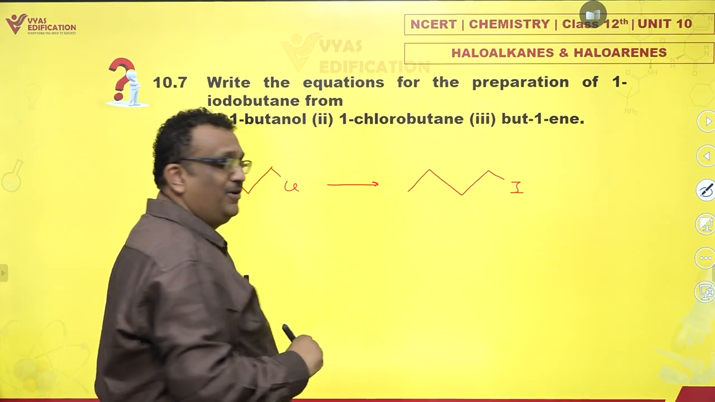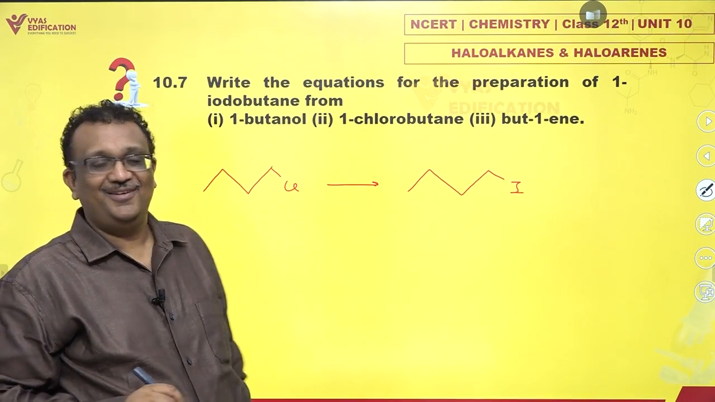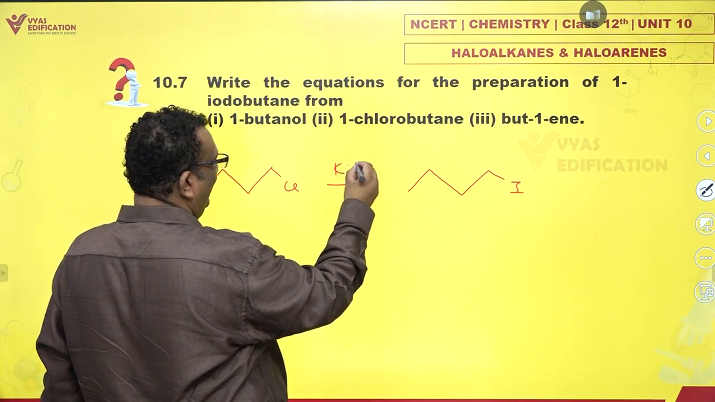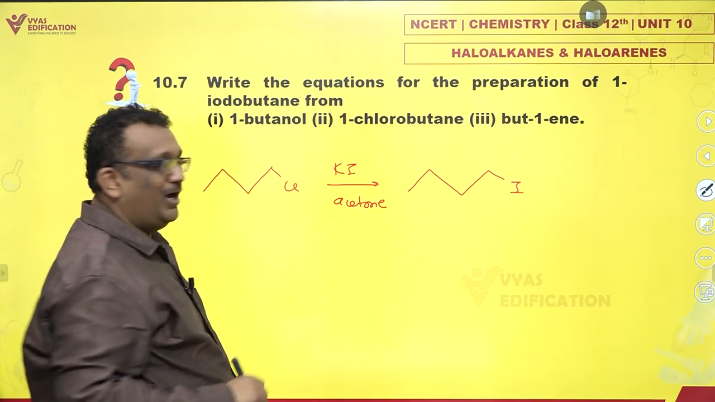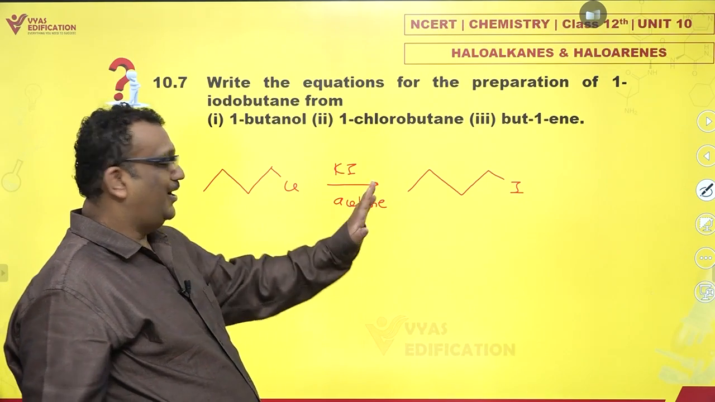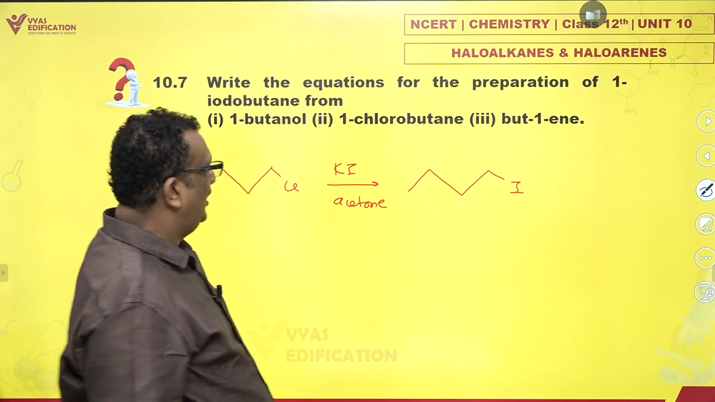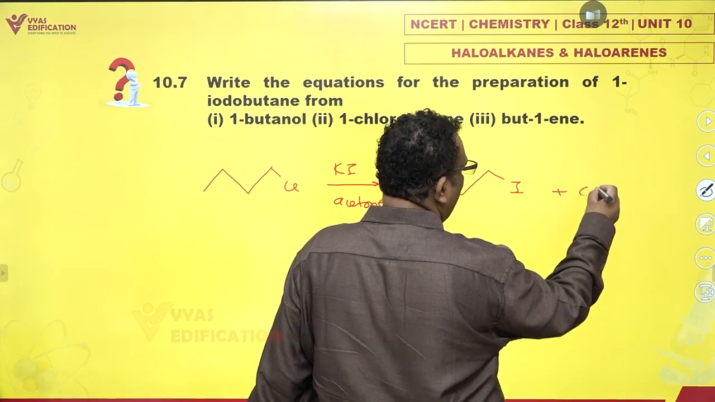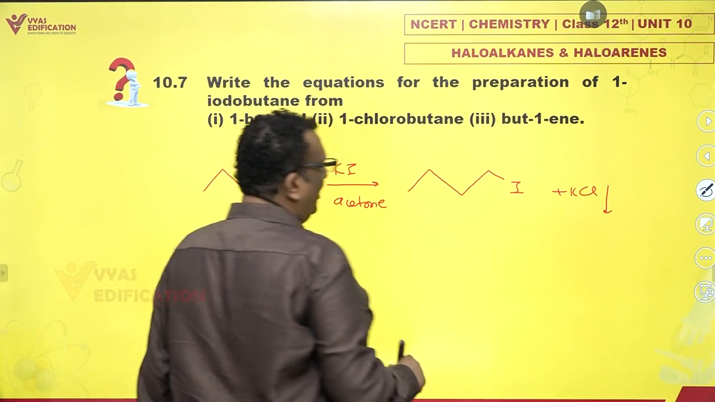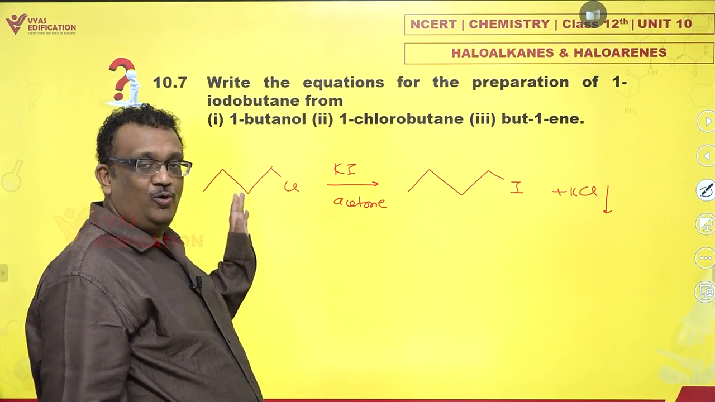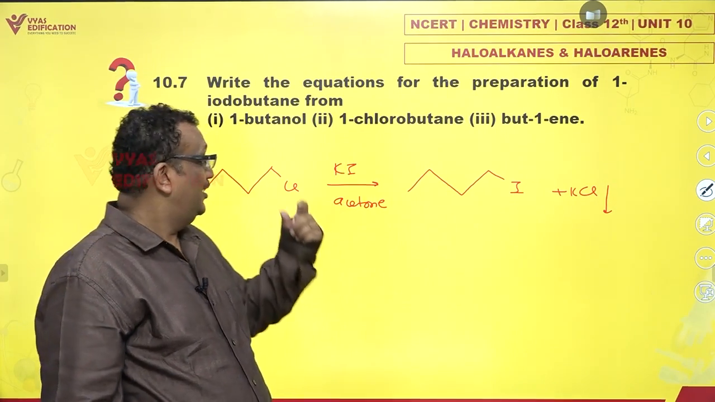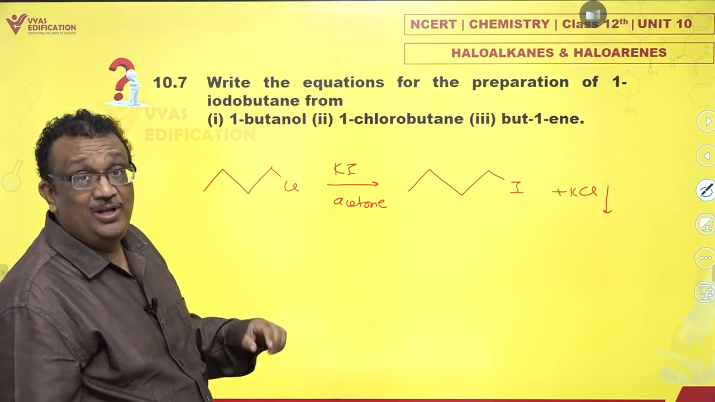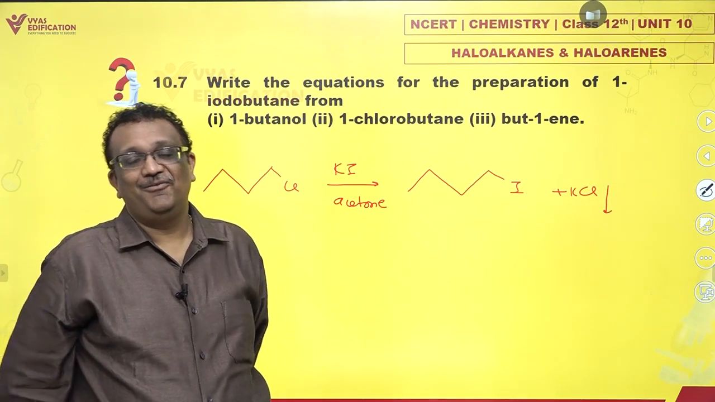This is not at all difficult. Finkelstein's reaction. KI in acetone. When you add this, you find that there would be substitution. KCl will simply precipitate out and you get the iodo product. All chloro or bromo halides can be converted to iodohalides by using KI in acetone, the classic Finkelstein's reaction.